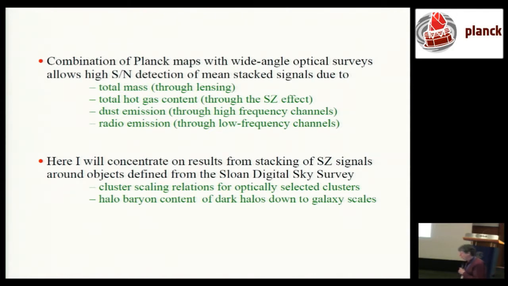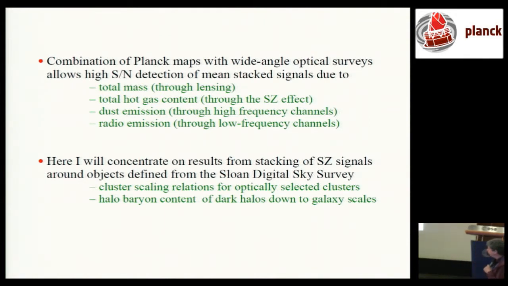So Planck, of course, is an all-sky experiment with better sensitivity in a number of ways than anything we've had before, and greater wavelength coverage. In comparing it with wide-field surveys, you can take advantage of the fact that when you have a large overlap and many objects, you of course find very rare objects, but you also find large numbers of more typical objects.